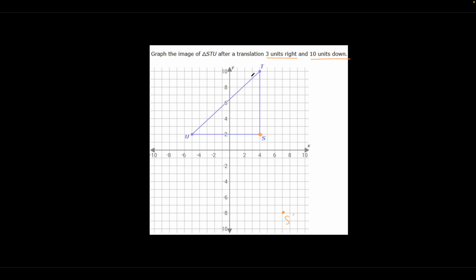And now we're going to do that for each of these. Okay, so T, same thing. Okay, so here's our coordinate for T prime. And of course, now we do it for U prime. So here's U prime. And now we just connect our dots. And all we've done is we've shifted the whole triangle, S to U. We've shifted it or translated it 3 units right, 10 units down.